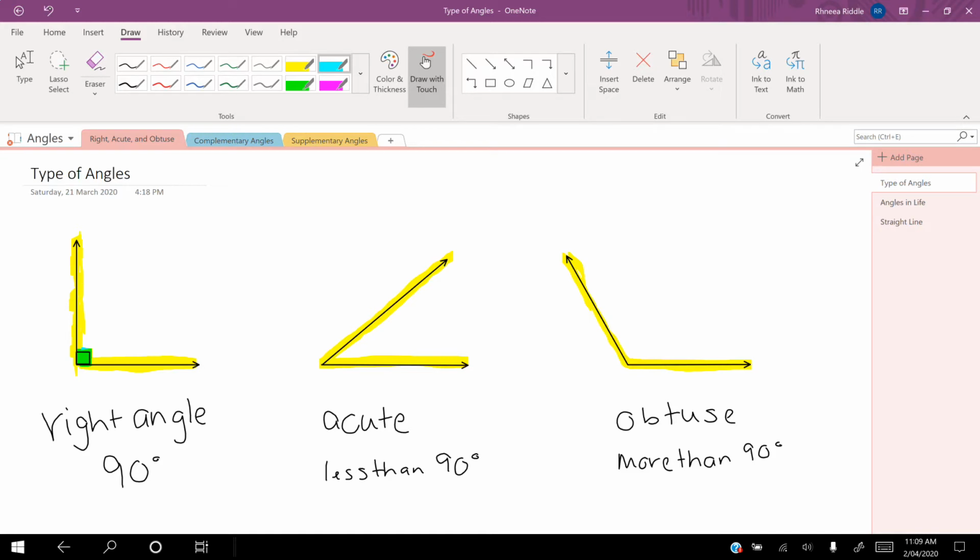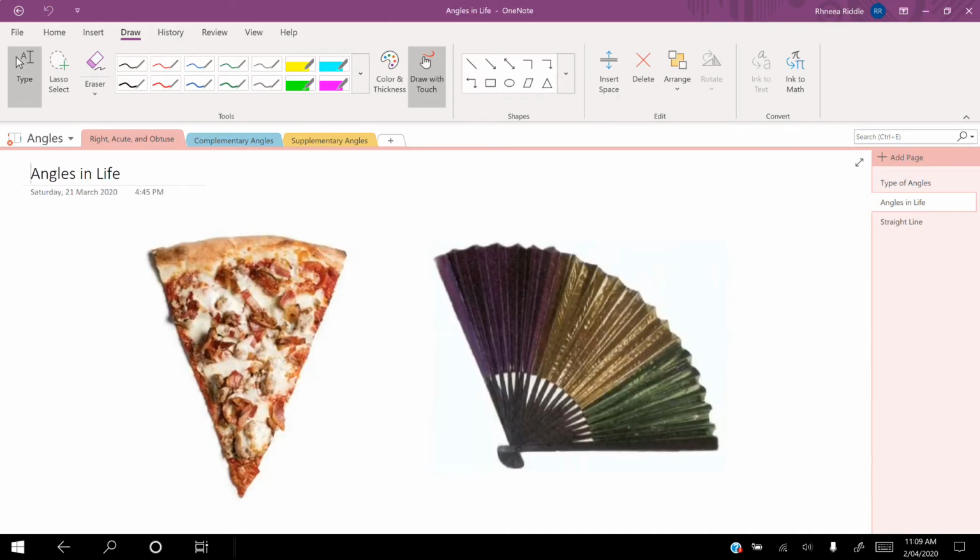So now we're going to talk about angles in life. I want you to look at these 2 images here. We can see that we have a pizza and a fan. And both of them create angles. We can think of the bottom of the pizza right here as an angle. And we can think of this fan here and the piece where everything flares out as another angle. So if we look at those 2 shapes and those 2 angles, we have to decide whether or not they are right, obtuse, or acute angles.